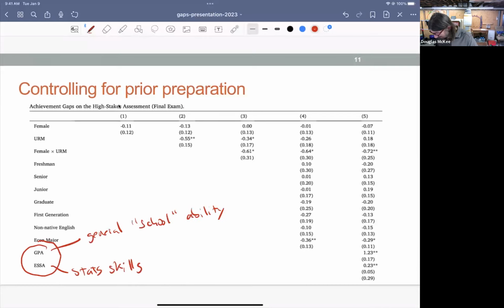Okay, and they're very predictive of, I don't know what this is, but they're very predictive of performance on the final exam. So each point on a 4-point scale of GPA that you have increases your final exam score by 1.23, hugely predictive. And similarly, each standard deviation increase in your statistics skills at the beginning of the term is associated with a 0.23 increase in a standard deviation.